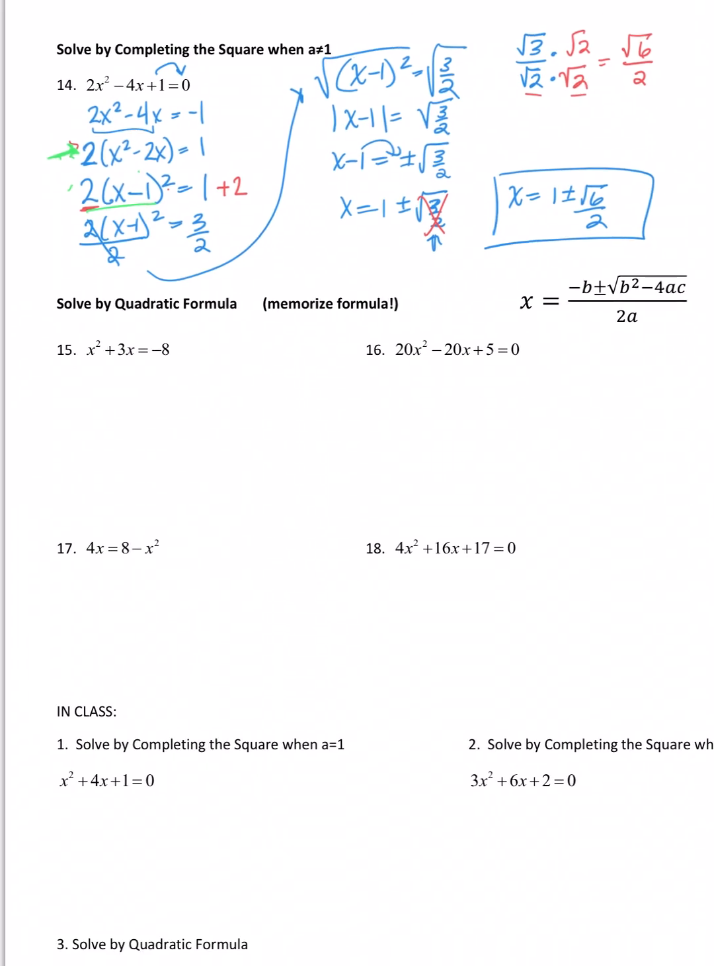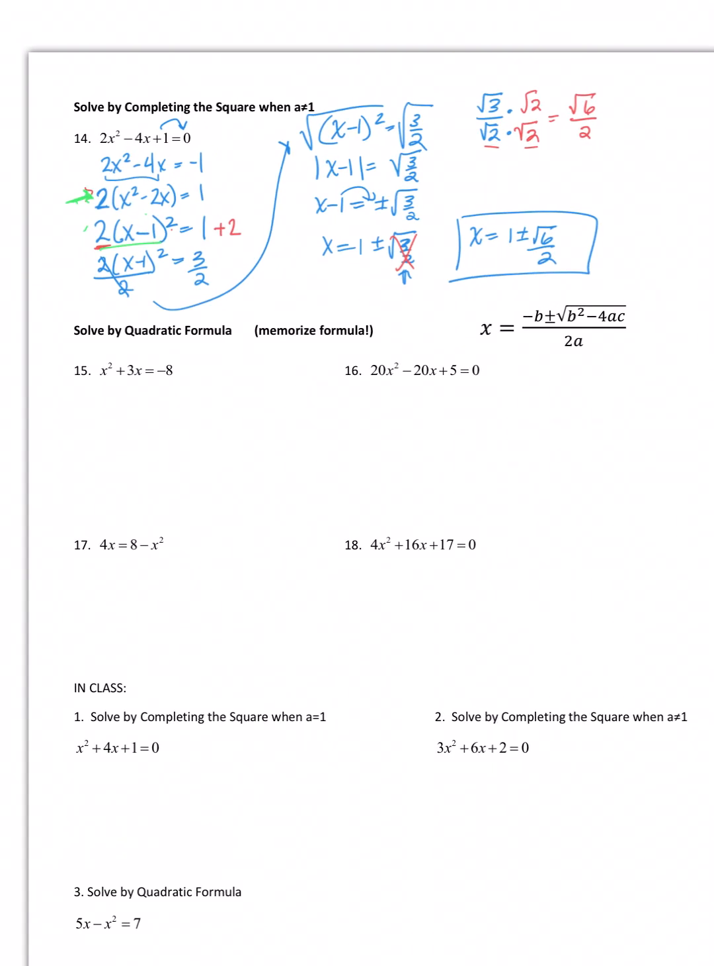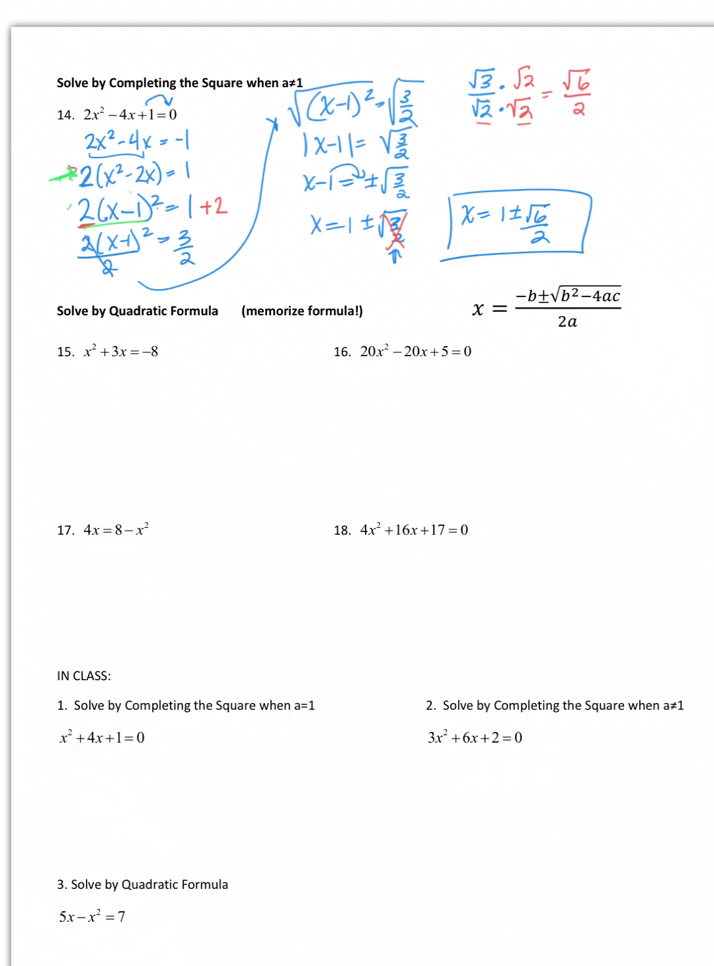Now, the fourth method of solving quadratics is good old quadratic formula, which you should have seen in Algebra 2. So if you haven't already, you need to memorize this formula. Okay, negative b plus or minus the square root of b squared minus 4ac, over 2a. All right, so then if you know this formula, then we can get to our solutions pretty easily. It just takes a minute.